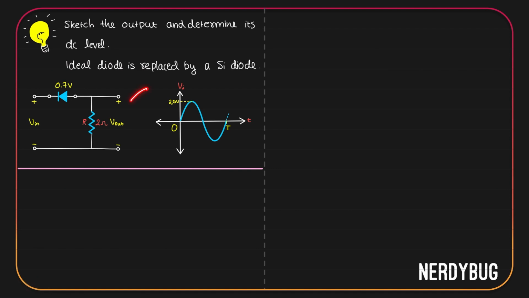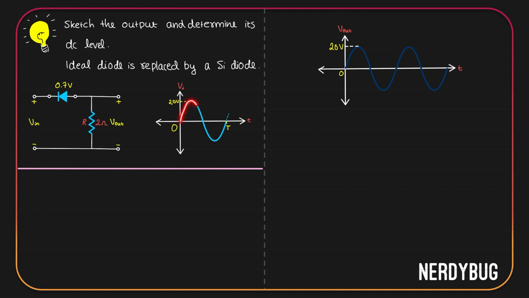Here we have the same circuit, the same input, except the ideal diode is replaced by a silicon diode whose knee voltage is 0.7 volt. So here we have to use the constant voltage model. First, let's take a graph to plot our output. For reference, I have kept the ghost of our input here.